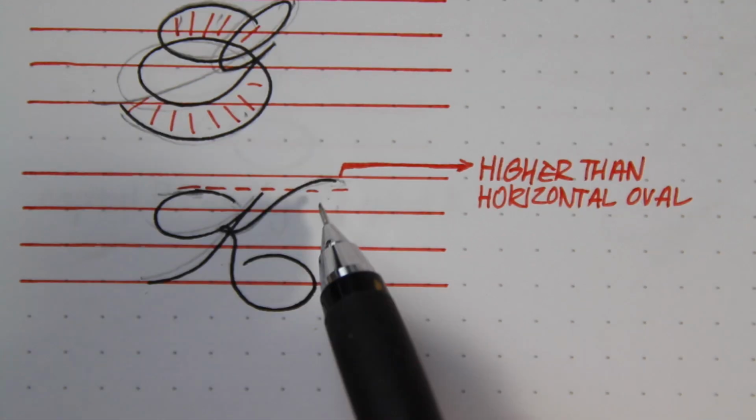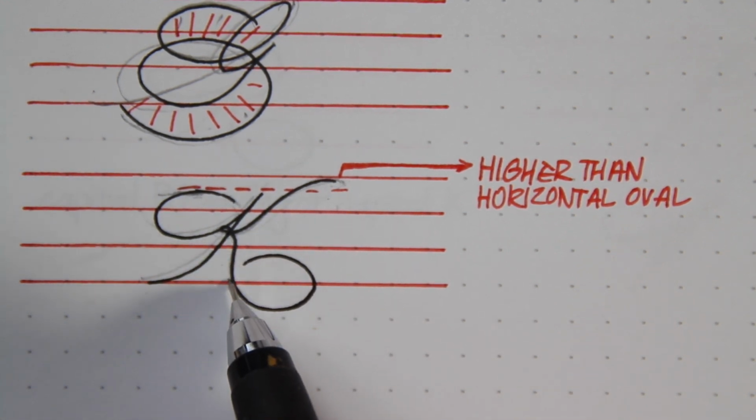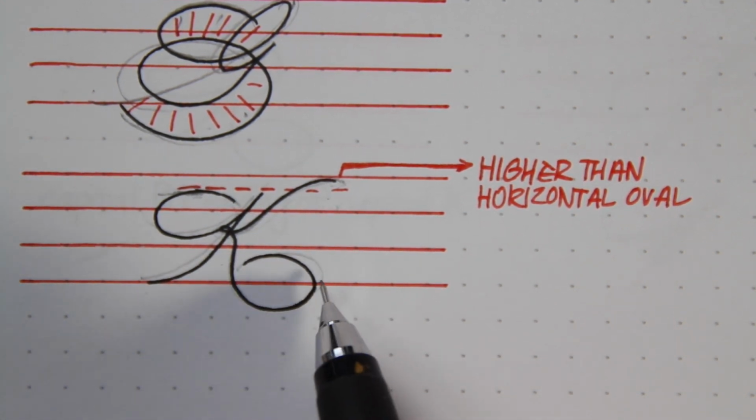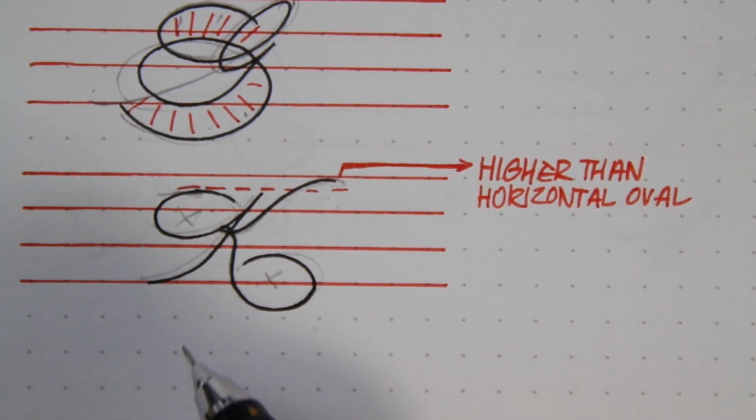The capital K begins with a horizontal oval and then the capital stem. Reaching over higher than the horizontal oval, we have a compound curve down. Turn it into a loop and end with a horizontal oval, bisecting the baseline. So these two ovals would be similar in size.